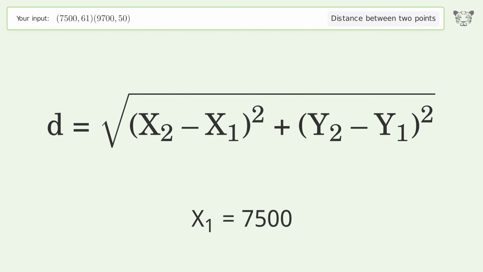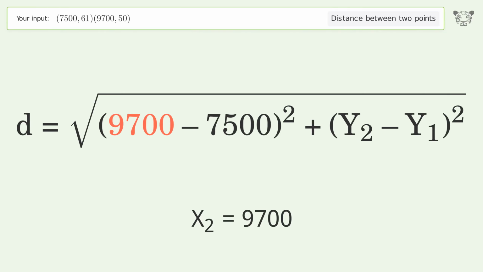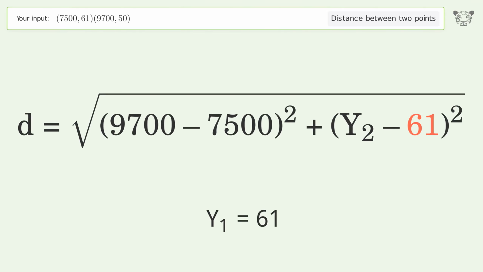x1 equals 7,500. x2 equals 9,700. y1 equals 61. y2 equals 50.